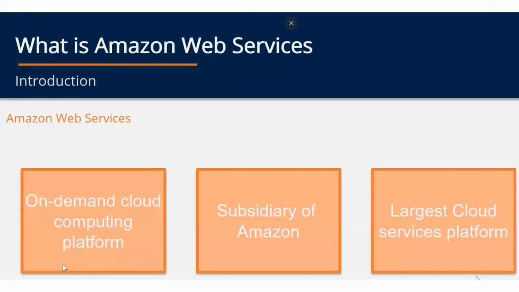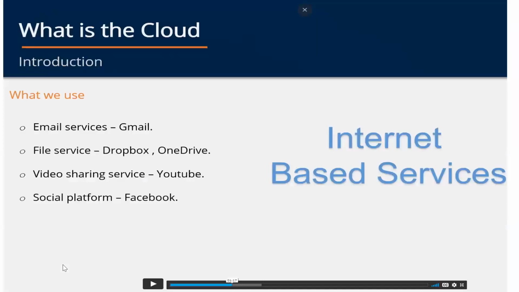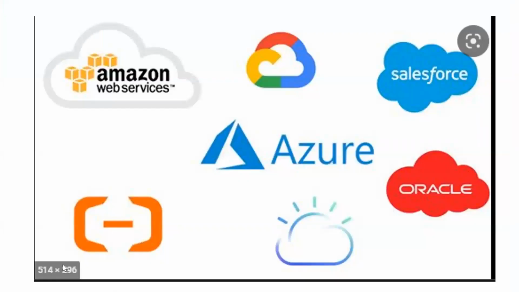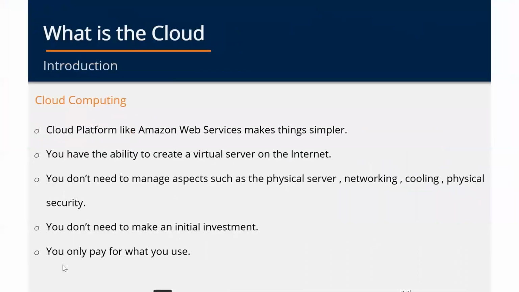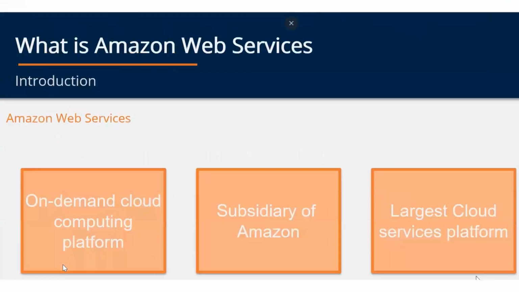What is the Amazon Web Services introduction? Amazon Web Services is on-demand cloud computing, a subsidiary of Amazon, and the largest cloud service platform. This one we also discussed. I told you earlier. In the market there are Amazon, Azure, Google, I mean Google Cloud Platform, Oracle, Salesforce. There are a lot of players in the market. But Amazon Web Services has more than 50% of the market share. AWS itself. The remaining players share the remaining 50%. AWS is the major player. So, on-demand cloud computing and a subsidiary of Amazon. This is a company of Amazon, right? Largest cloud service platform. We have to discuss that.